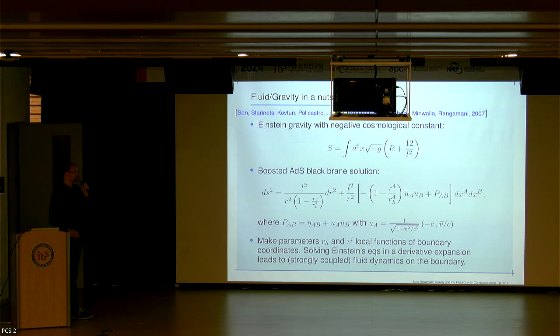But now what you do is that you say, okay, in order for this to be a fluid, I want these to be functions of the boundary coordinates. So I'm going to make them slowly varying functions of the boundary coordinates so that I can do a derivative expansion. And then you start solving the Einstein equations in a derivative expansion. And then you find that the Einstein equations will become equivalent to boundary fluid dynamics for the temperature and the velocity. And that's exactly how the fluid gravity correspondence works.